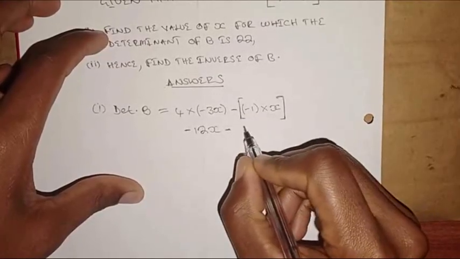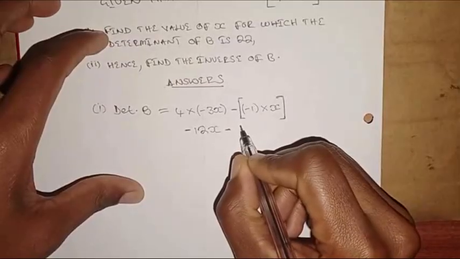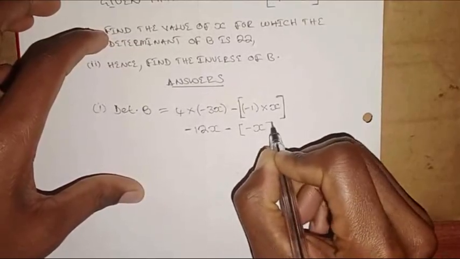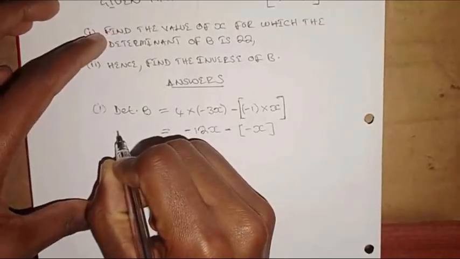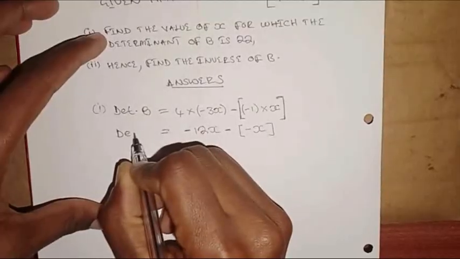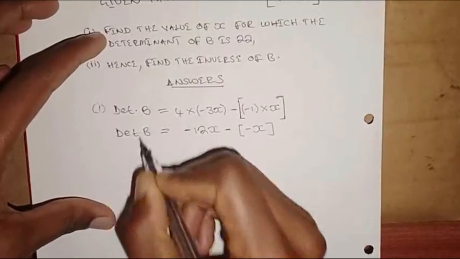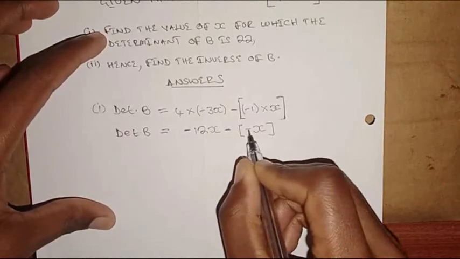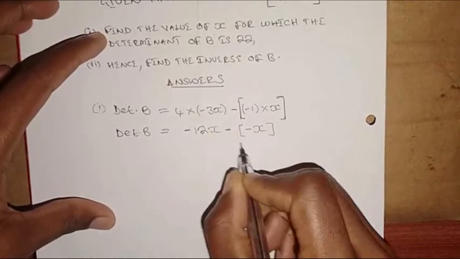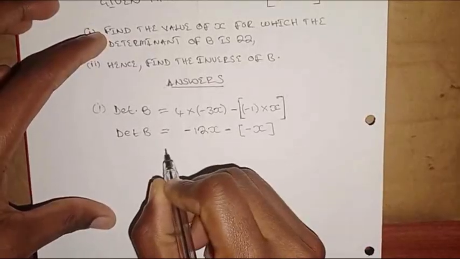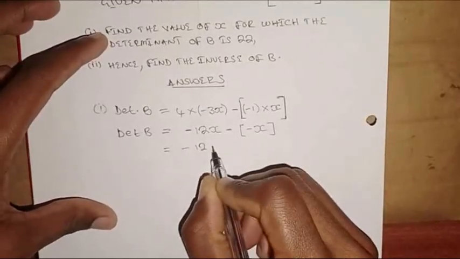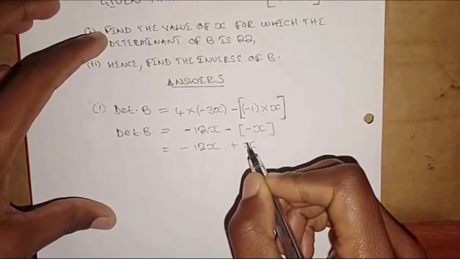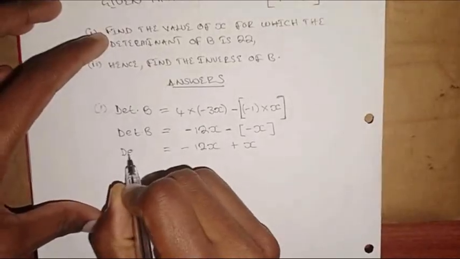1 times x, it's going to be negative x, not so. So we are going to say negative x, like so. Here it's equated to B, matrix B, determinant of matrix B, as you can see. So now what we need to do here is multiply the signs. As you can see, negative and negative, to get rid of the brackets, negative times negative is going to be a positive. So this is going to be negative 12x plus x, as you can see. So now that is what we have so far.